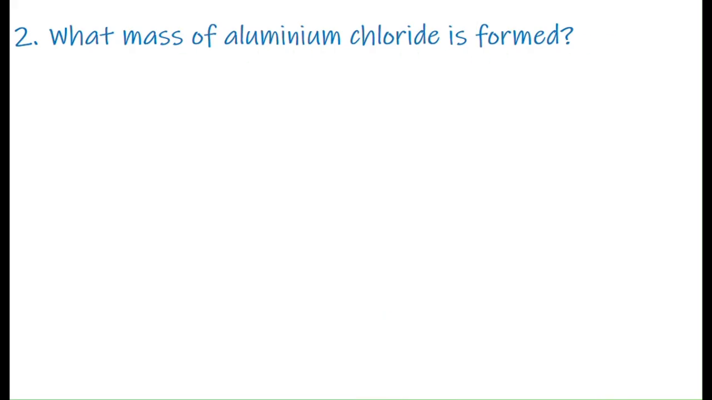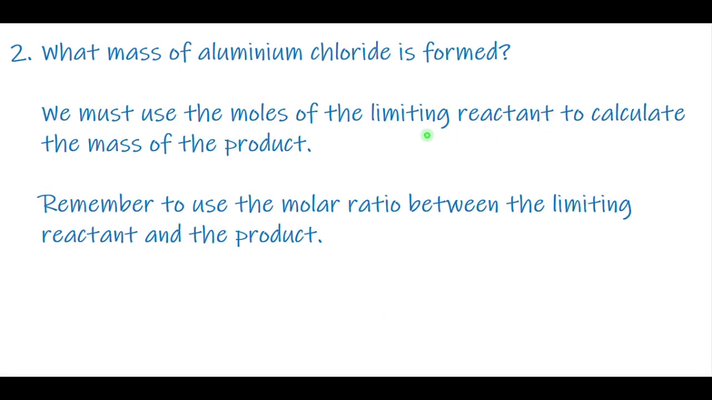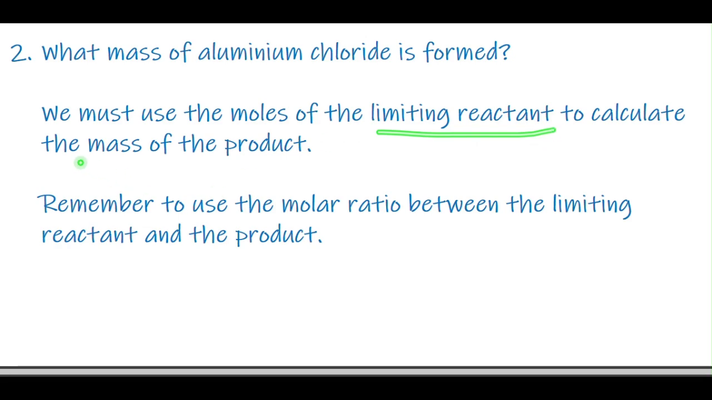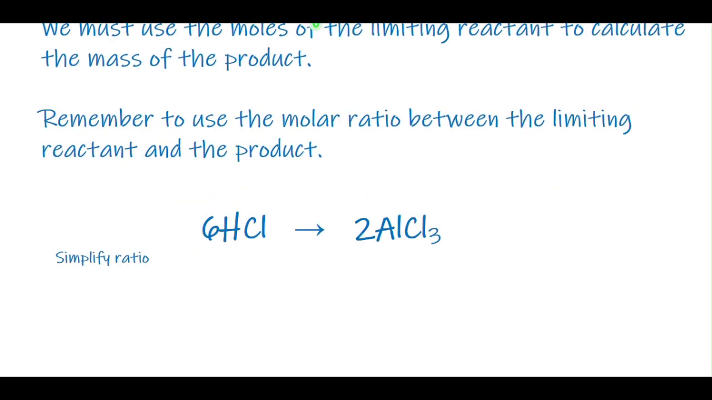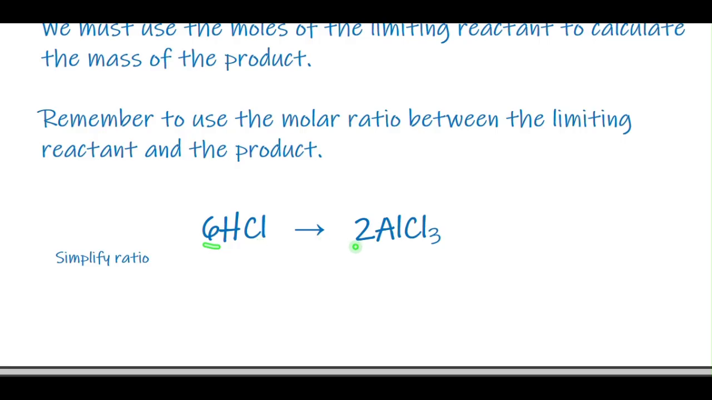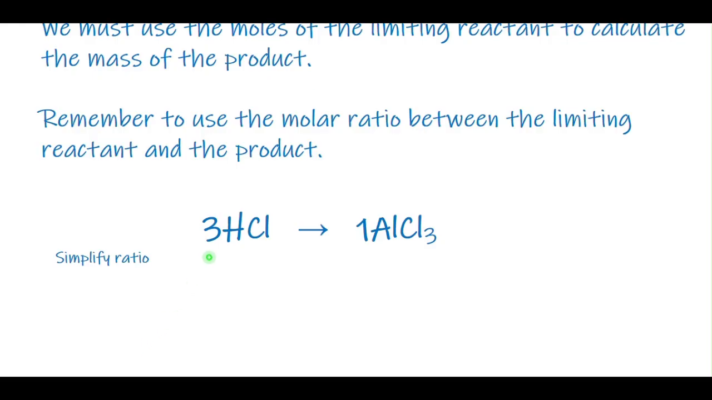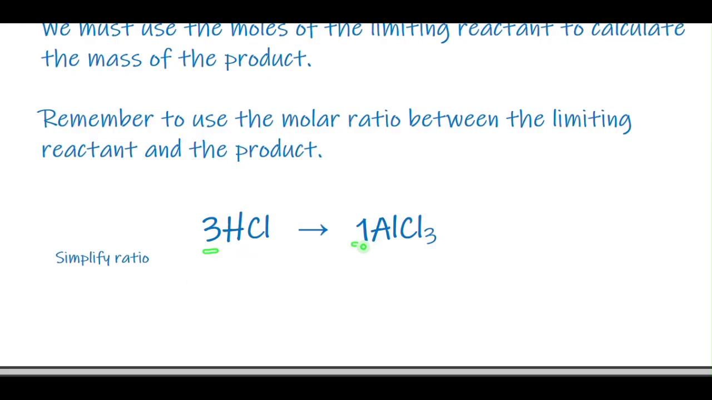To calculate the mass of aluminium chloride, we must use the moles of the limiting reactant to calculate the mass of the product. So remember, use the molar ratio between the limiting reactant and the product. So that ratio taken from the equation is 6 HCl gives 2 AlCl3. Now we have to simplify the ratio just to make it a bit easier. So 6 to 2 as a ratio simplifies to 3 to 1, and then we simply get rid of that 1. We don't put 1s in equations.